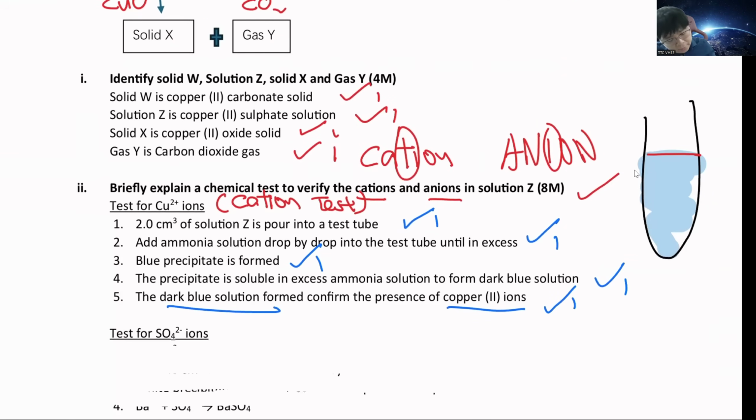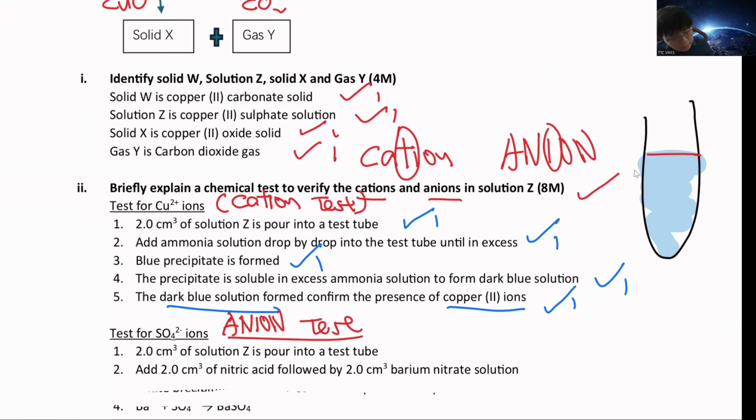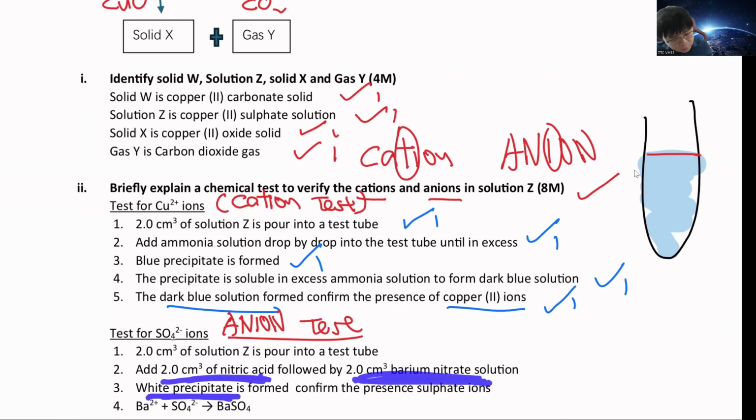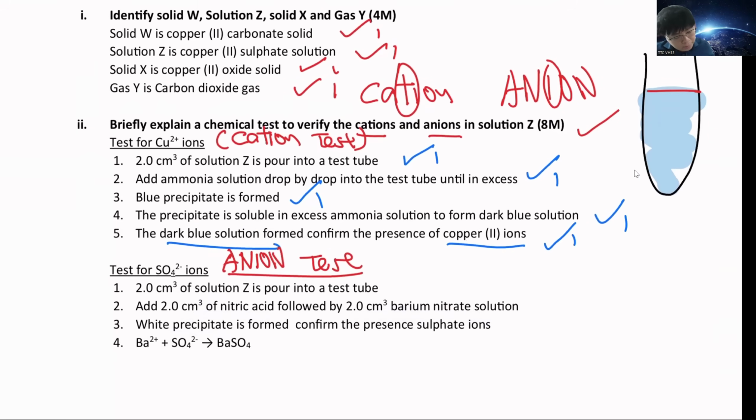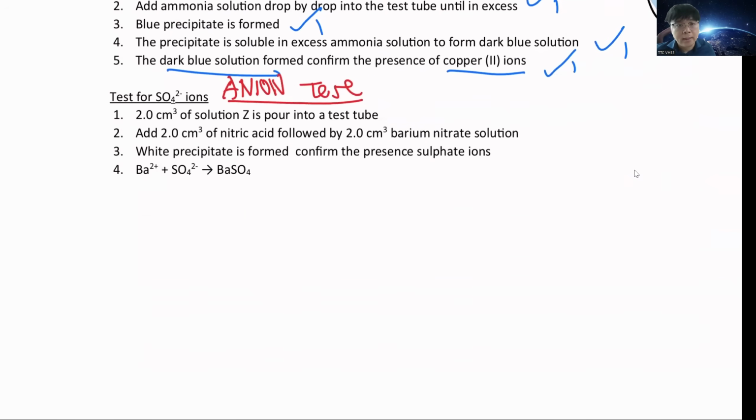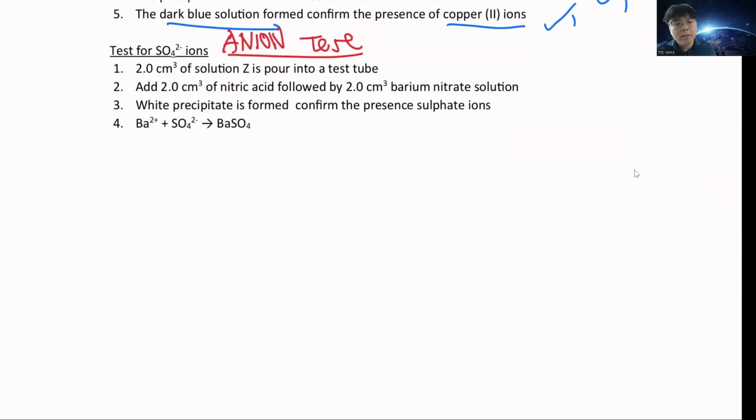Then for the anion test, for the sulfate, you can write the same: add 2 cm³, then 2 cm³ of nitric acid, followed by 2 cm³ of barium sulfate, you get white precipitate. This white precipitate confirms the presence of sulfate, because the barium ion will react with the sulfate to form barium sulfate, which is insoluble in water. This is how you get the 12 marks done.